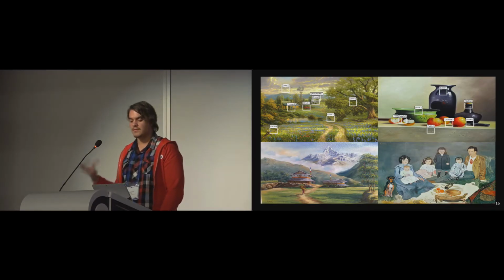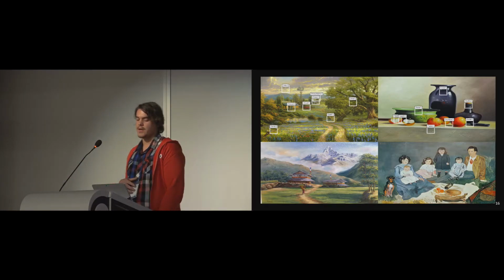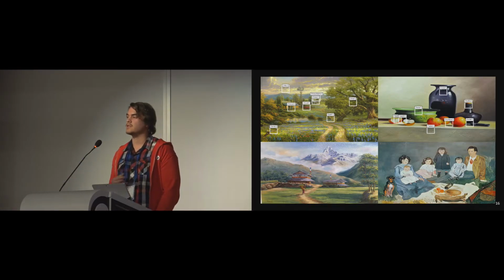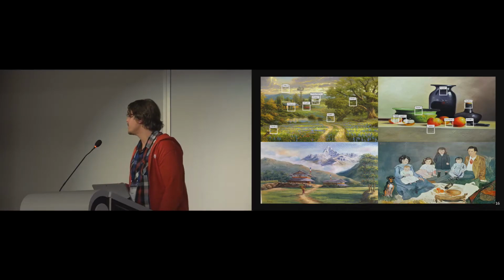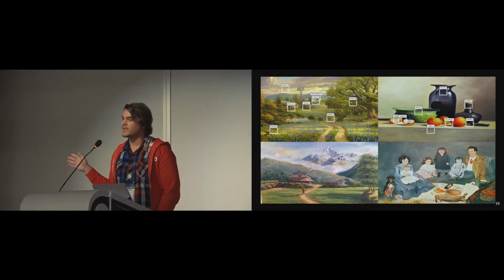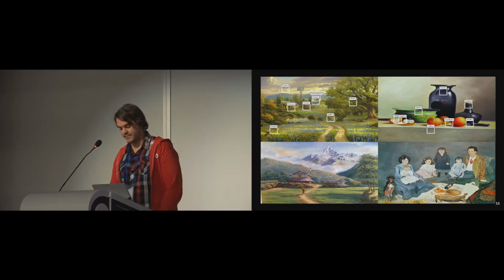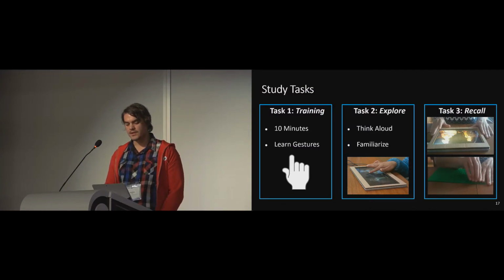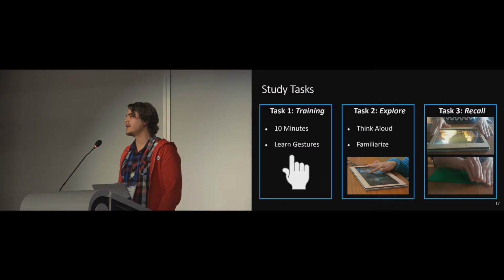Here's just an example of some of the images that we used. They were from 3 categories, such as landscapes, still lifes, and portraits. And in the top row is just some examples of objects that we could tag using gaze and speech. And so this study consisted of 3 different tasks.